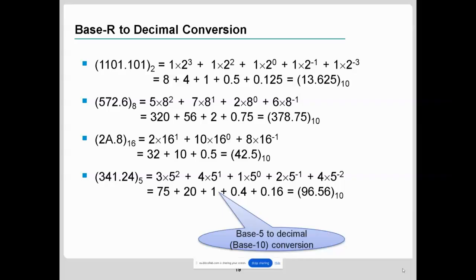f1 multiplied by what? Can you see? r to the power minus 1, plus f2 times r to the power minus 2, and so on. We go until fm. So this is a generalized formula, and these are specific values of different things.